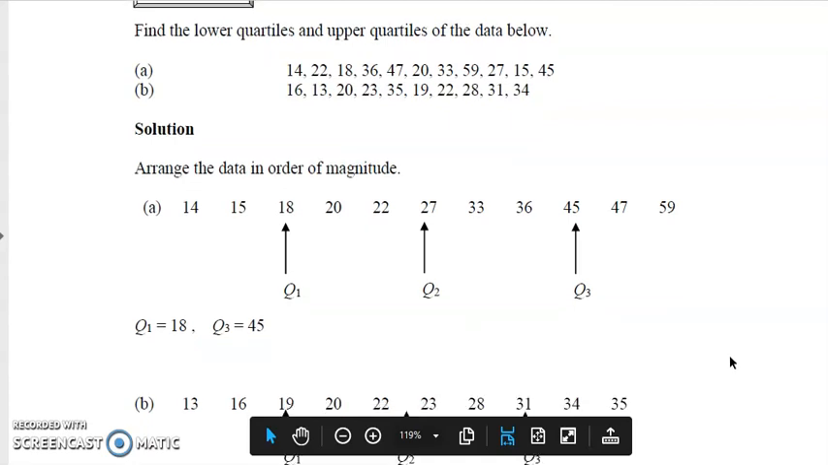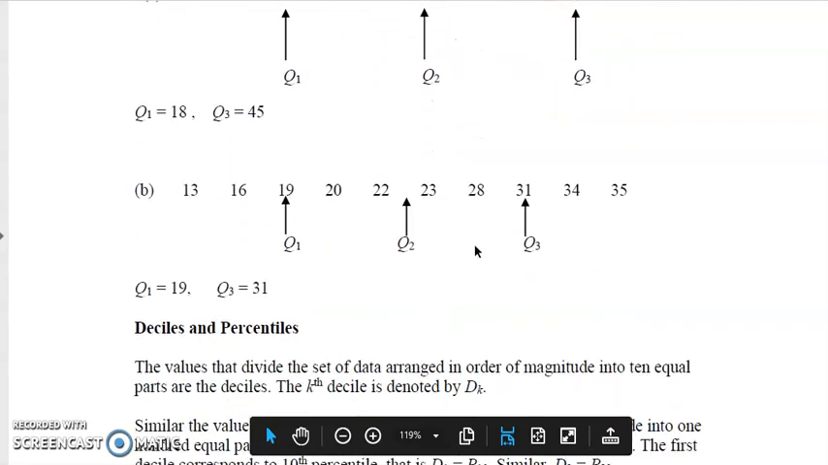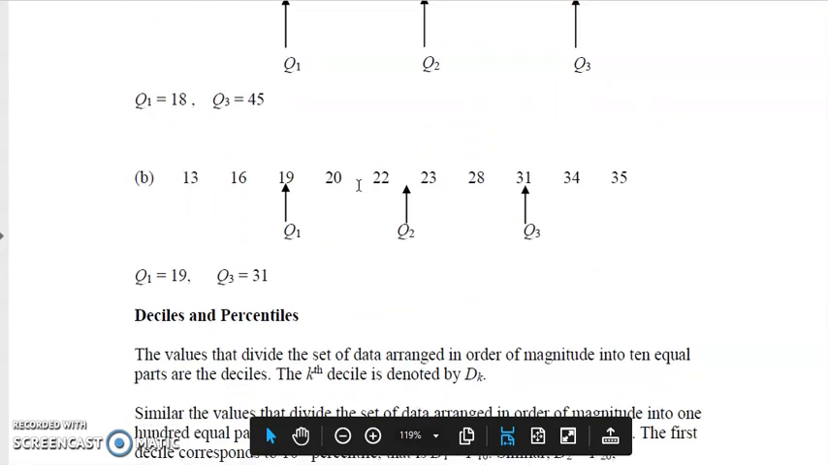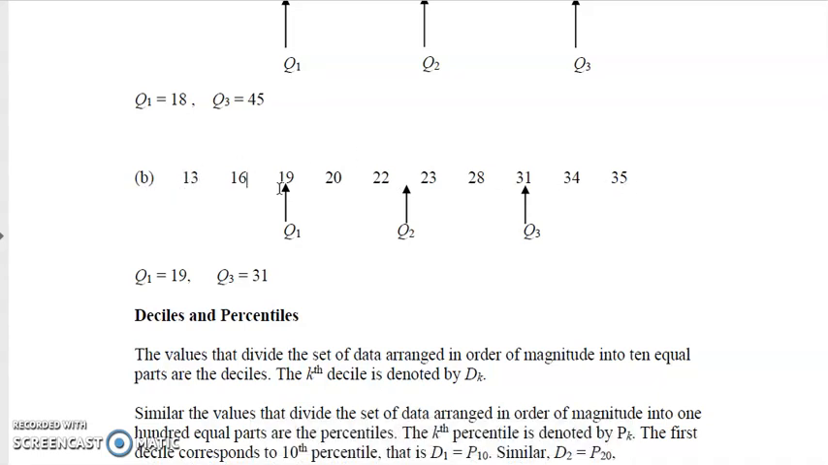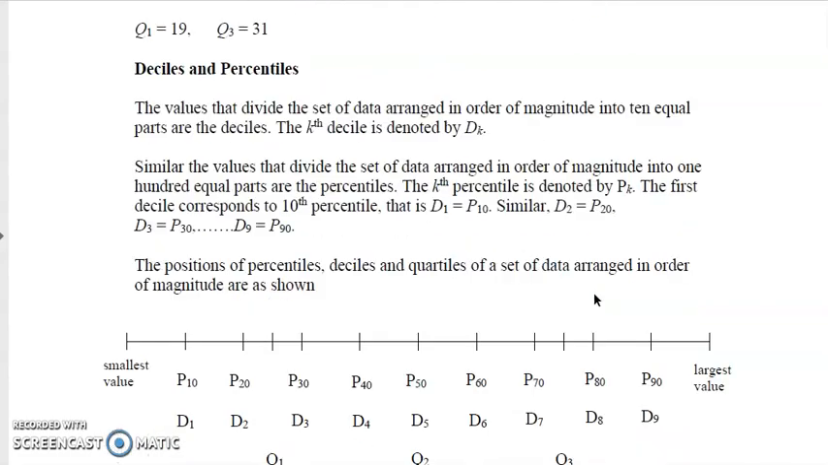So having the same thing for question B, you need to arrange it properly first, from the lowest to the highest data. So you can see from here 1, 2, 3, 4, 5, 6, 7, 8, 9, 10. So here we are having 10. The median is our second quartile actually. Okay, we'll be having here between 22 and 23, and the first and the third quartile is 19 and 31.